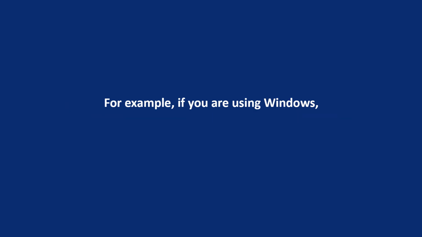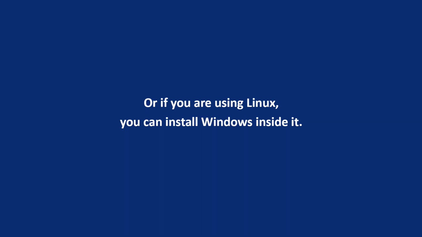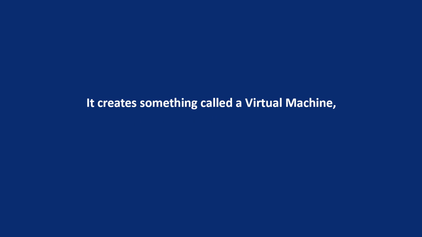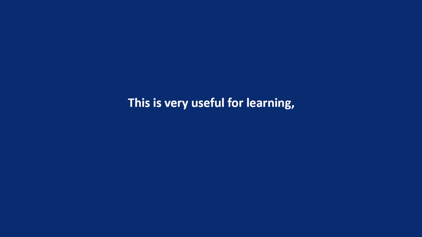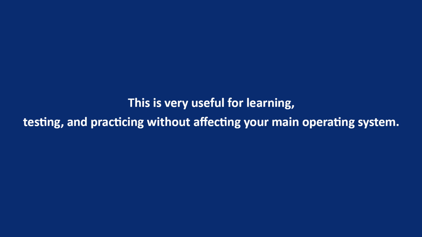For example, if you are using Windows, you can install Linux inside VirtualBox. Or if you are using Linux, you can install Windows inside it. It creates something called a virtual machine, also known as a VM. A virtual machine works like a real computer inside your computer. This is very useful for learning, testing, and practicing without affecting your main operating system.